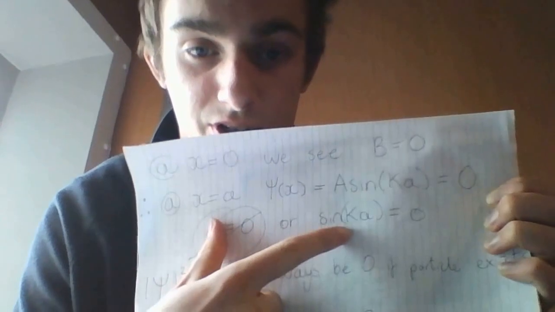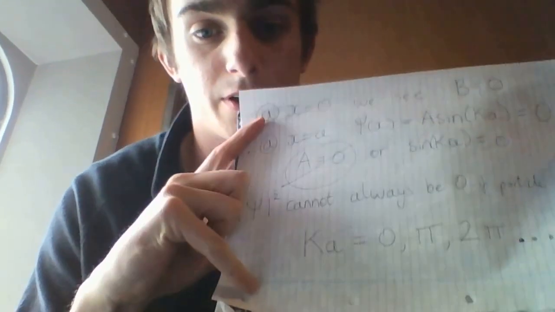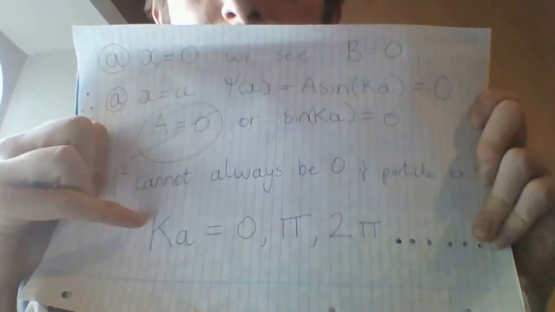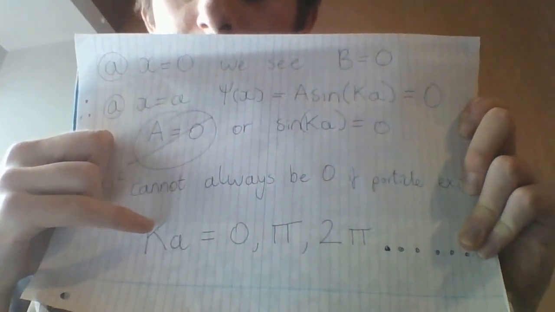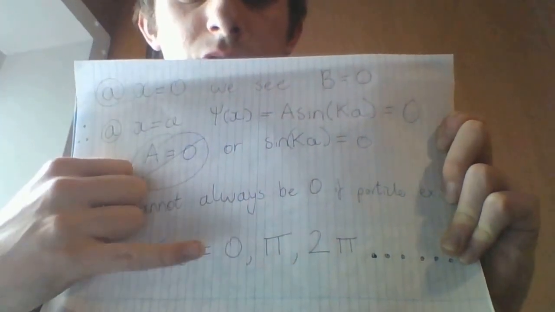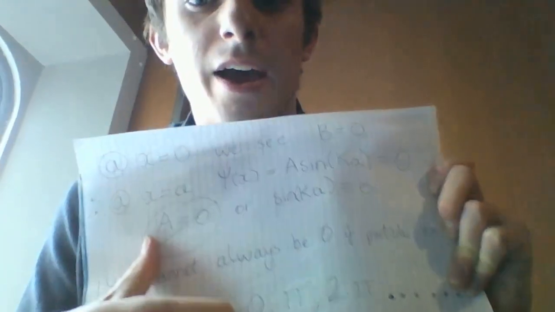And that's what I've written here. So what that means is this is our solution: sine of ka equals 0. And if you're familiar with the sine function, it should give us the solution that ka equals 0 or pi or 2 pi or 3 pi or 4 pi on forever.